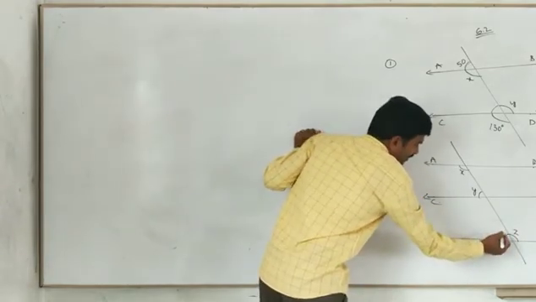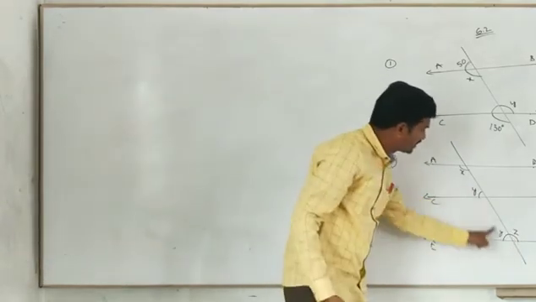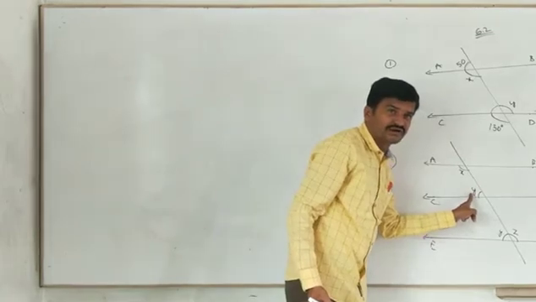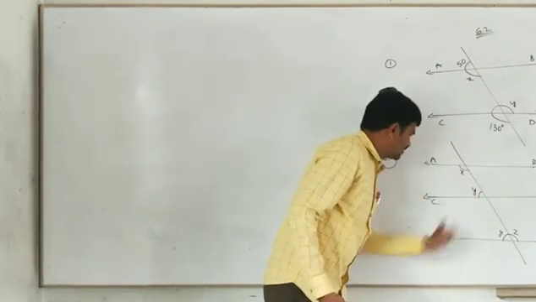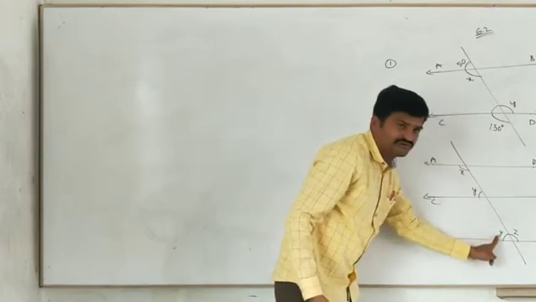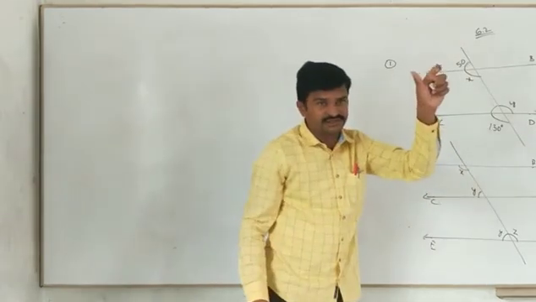Why Y? Because these are the corresponding angles, or not? Are you clear or not? Because CD is parallel to EF. When CD is parallel to EF, if it is Y, this is also Y. In the solution, you have to do it like that.